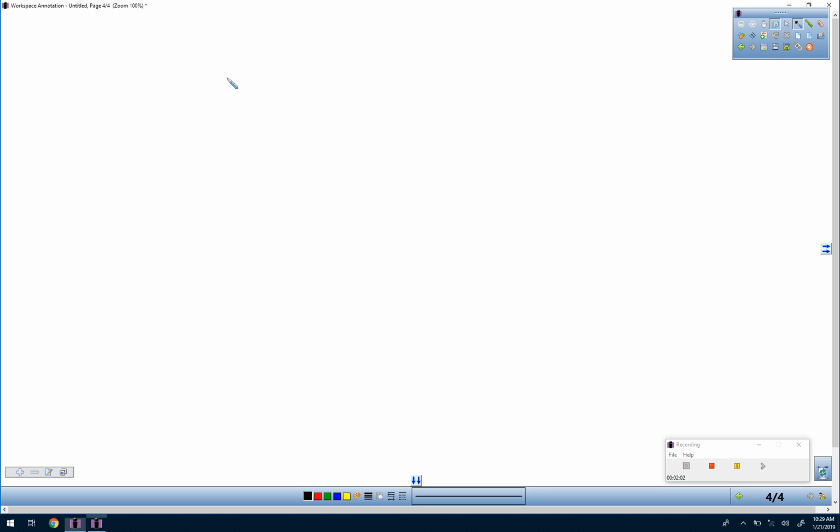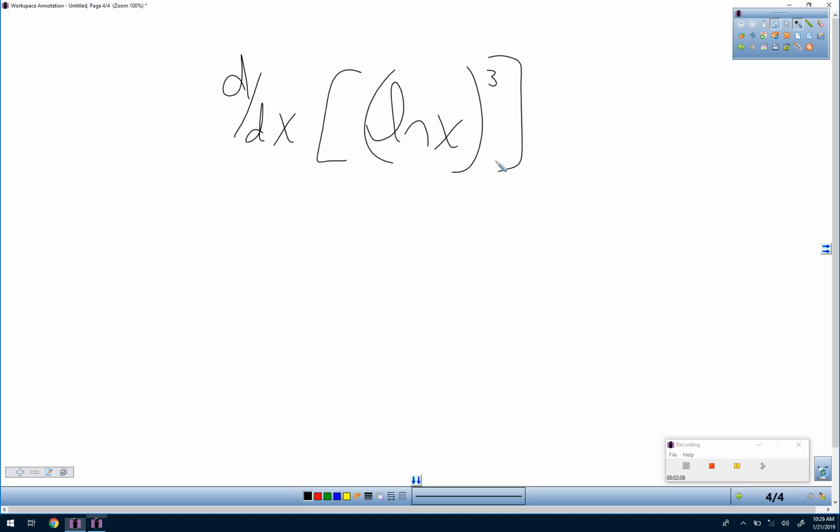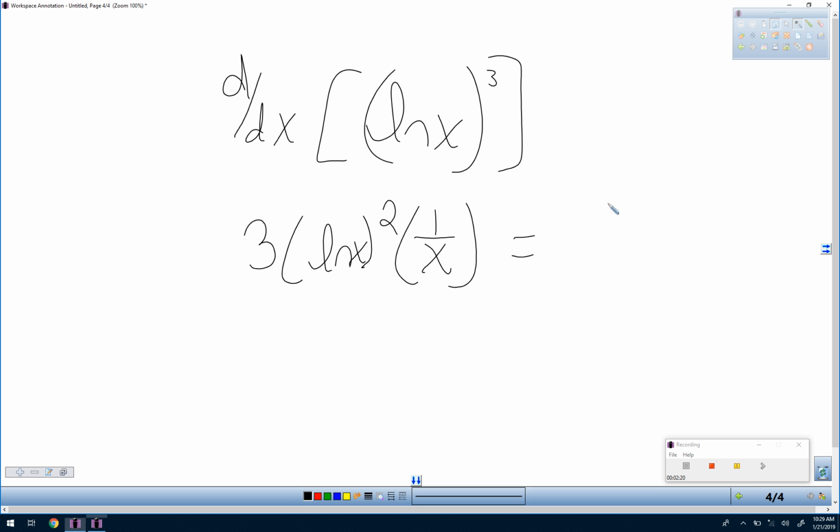Alright, the next one, let's say if I wanted you to find the derivative of ln of x, the quantity cubed. So notice, there's a little play on words right here. ln of x is the inside function and the 3 is the outside function. So its derivative would be 3 ln of x squared times the derivative of the inside function, which would be 1 over x. So that just gives me 3 ln of x squared over x. And that would be the answer for that one.